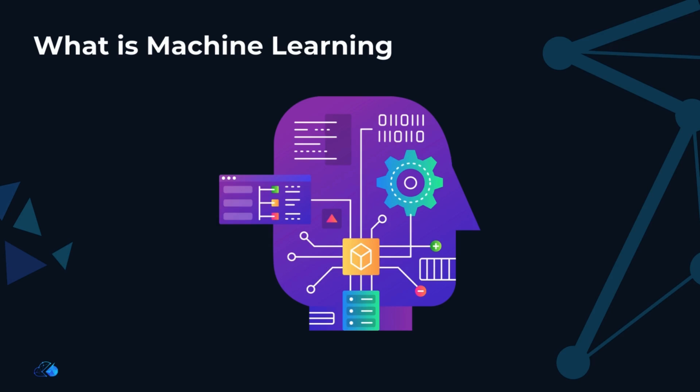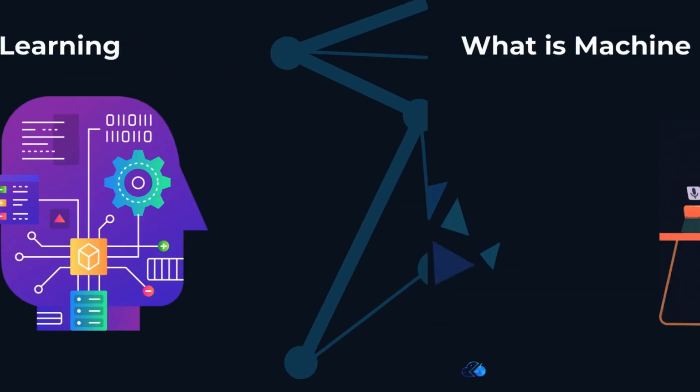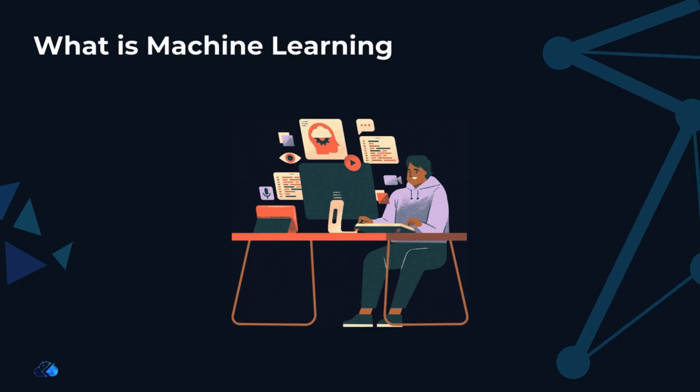Machine learning is one of the most fascinating and powerful aspects of artificial intelligence. It's about enabling machines to learn from data, identify patterns, and make decisions or predictions without being explicitly programmed. Instead of coding specific instructions for every task, we provide data and the system learns how to perform the task on its own.